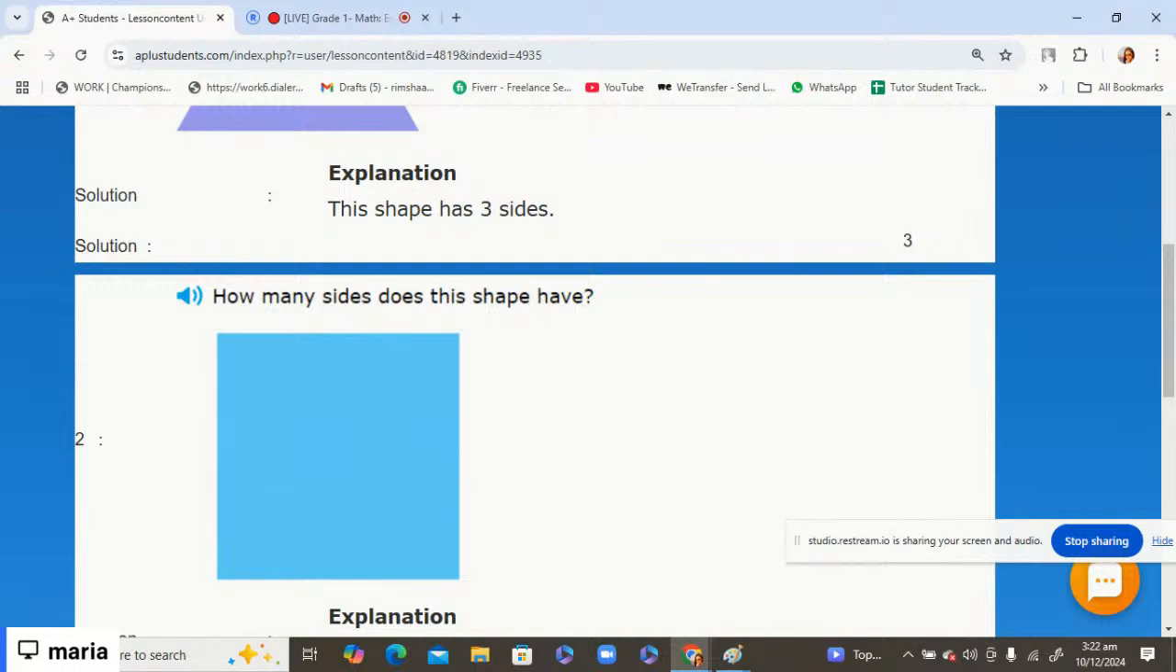Very well done. It's 4. Okay, so there are basically 4 sides. When we count it, so it's 1. Let's draw it and then we'll see.